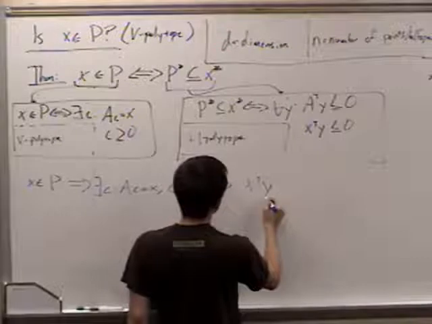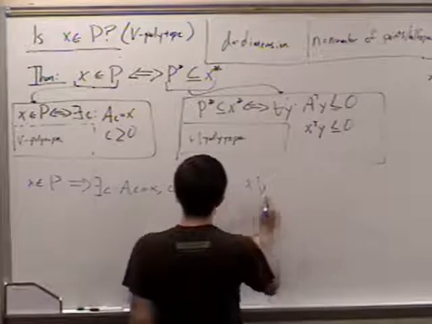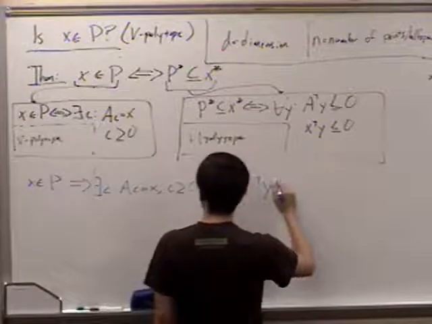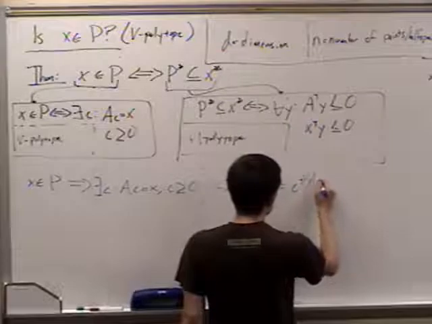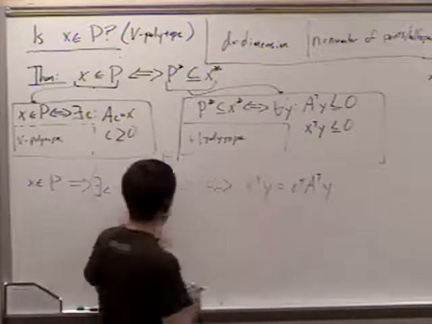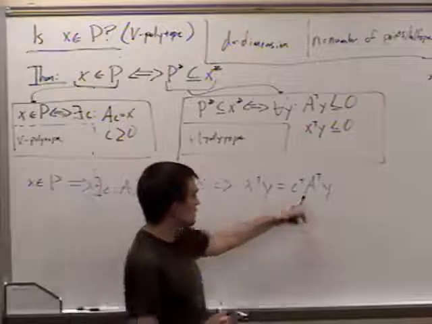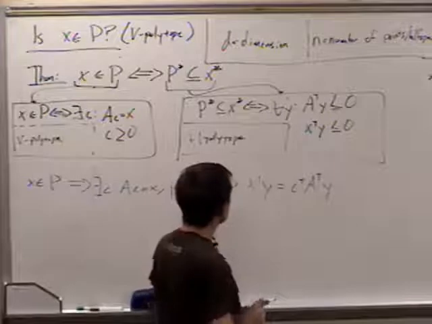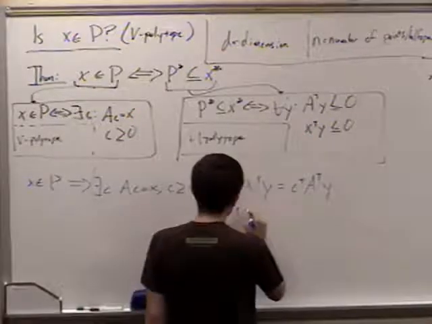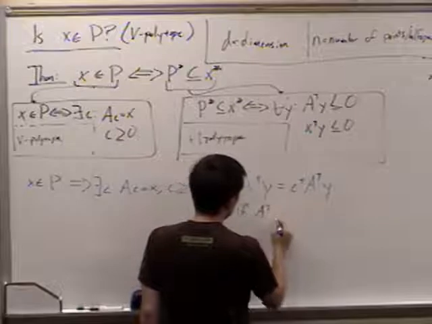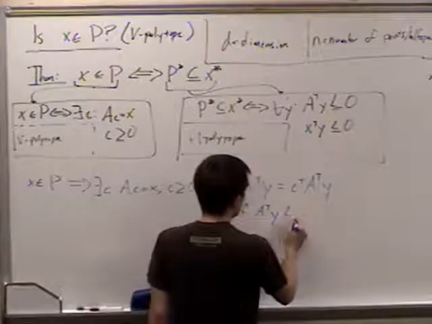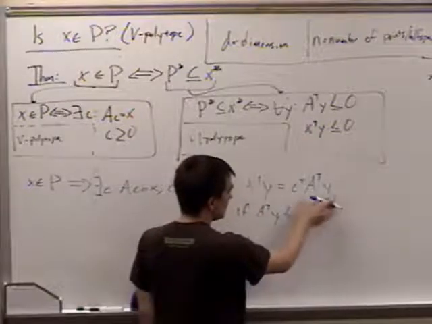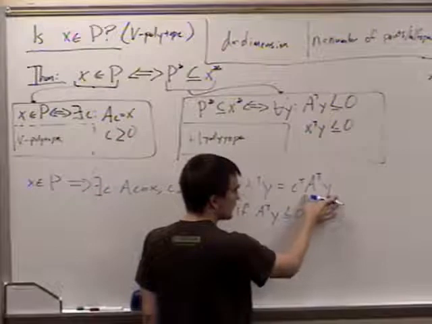So this means that if I take x transpose times y, this better be equal to C transpose A transpose y, right? Because I'm just taking the transpose of this thing here and sticking it in by y. But now I know that if A transpose y is less than or equal to 0, that is, it's contained in the dual polytope, then I know that this sub-expression here for every term is less than 0.